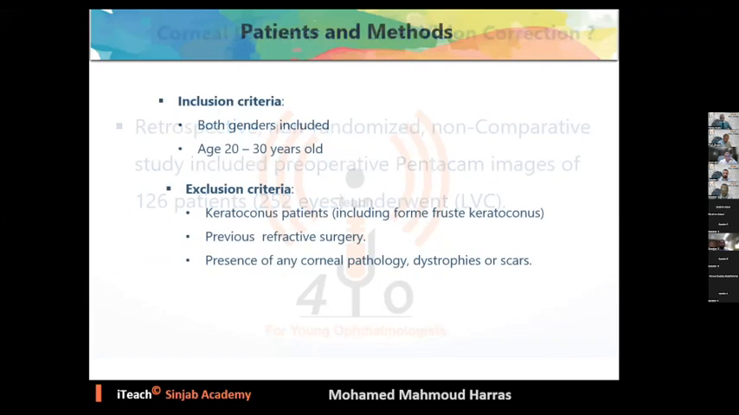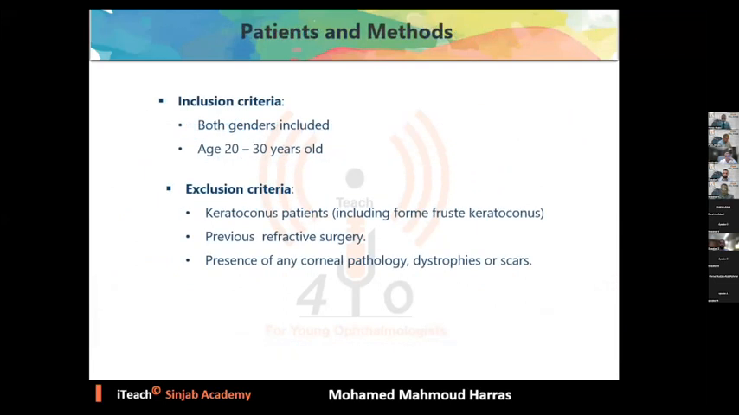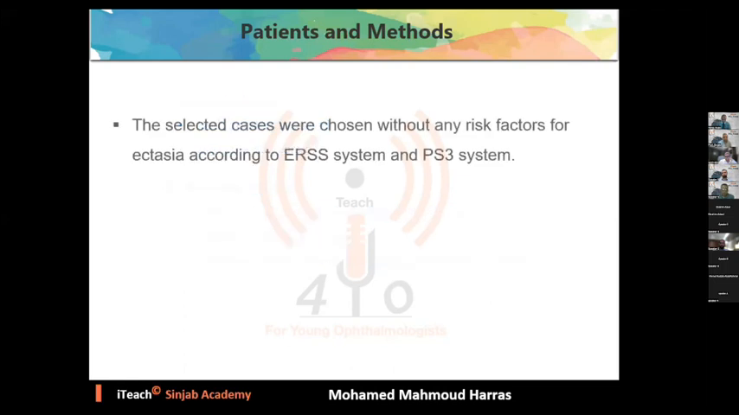The inclusion criteria are both genders and age from 20 to 30 years old. At this age they have stable refraction, and also this age comes more for refractive surgery. Exclusion criteria are keratoconus patients, including forme fruste keratoconus, previous refractive surgery, and presence of any corneal pathology, dystrophies, or scar. The selected cases were chosen without any risk factor for ectasia according to the ectasia risk scoring system and the BS3 system that was created by Professor Mazen Sinjab.